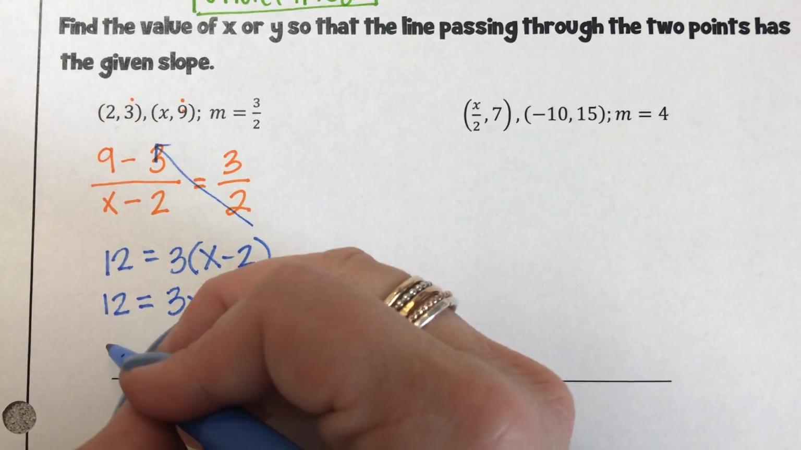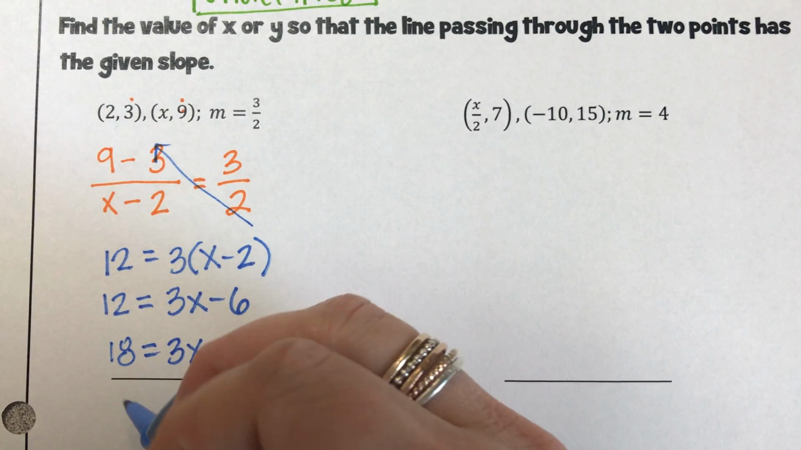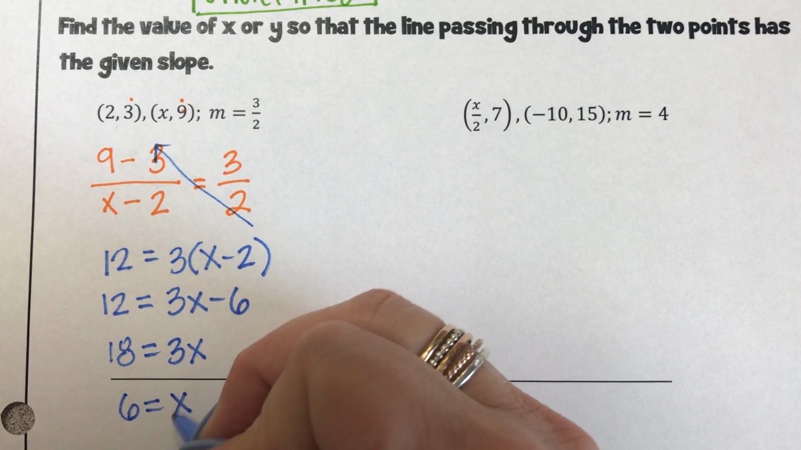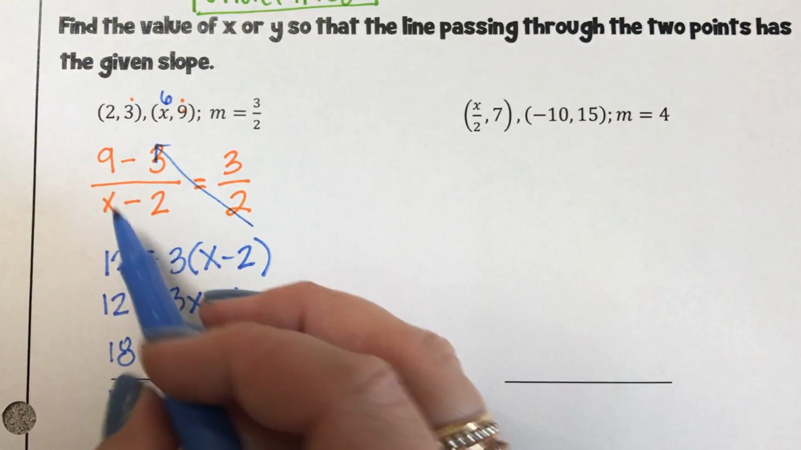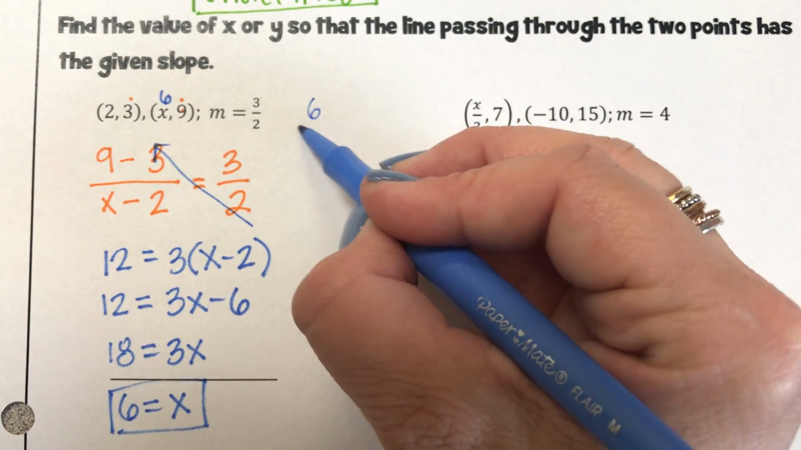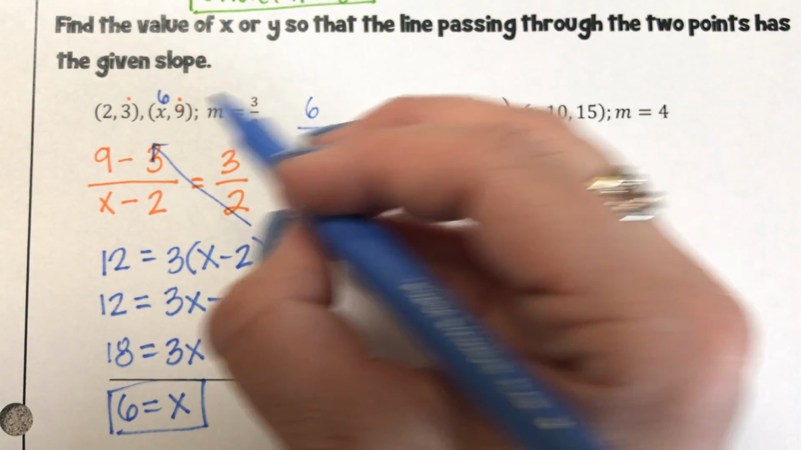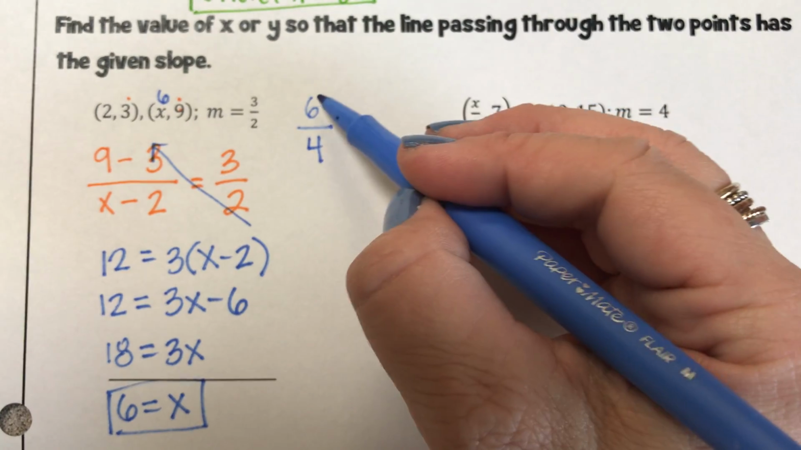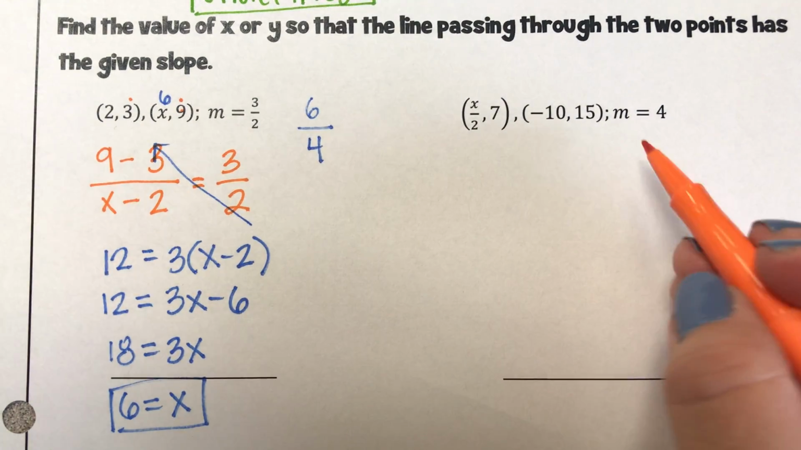Then I can add 6 to both sides to get 18 is 3x, and then divide by 3 to get 6 equals x. So if this was a 6, 9 minus 3 would be 6 over 6 minus 2 would be 4, and 6 over 4 simplifies to 3 over 2, so I know I got it right. Okay, and then let's look at this one.